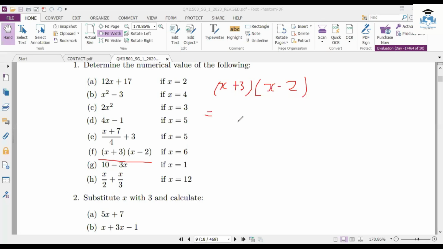We substitute x by 6 in the bracket, which is going to be 6 plus 3 in bracket. Then 6 minus 2 in bracket. Then we say it's 9 in bracket, then 4 in bracket. Then we multiply 9 by 4, which gives us 36. That's the answer, 36. Yes.